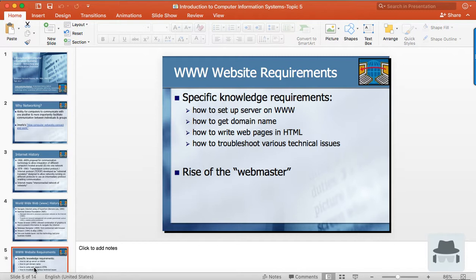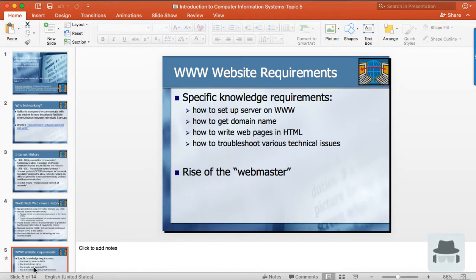Right? And in addition, you also need to understand there's other things around networking and getting things up, being able to do technical issues that are associated. But all in all, there's not a lot of barriers to being able to get a node up onto the web. All right, and there was a rise, what we call the rise of the webmaster, which was the creation of kind of a job.